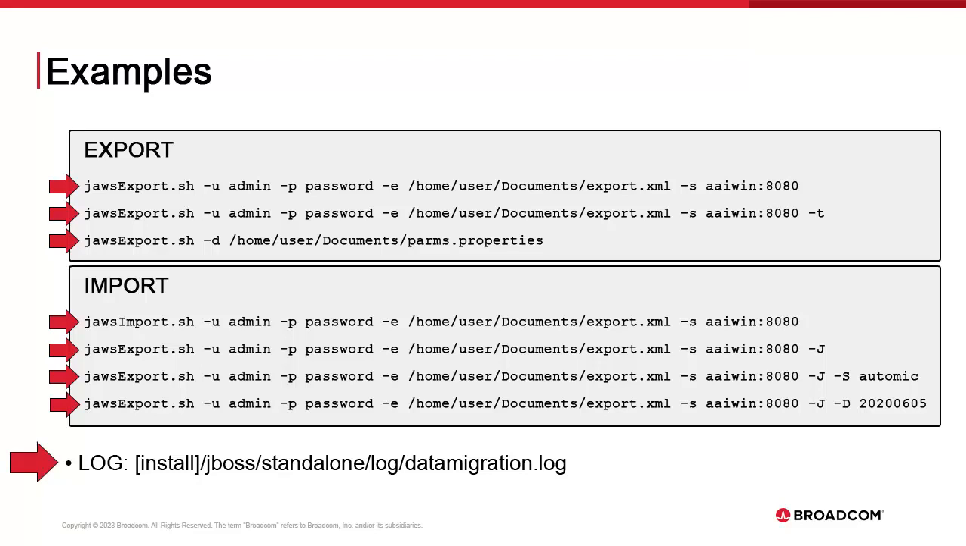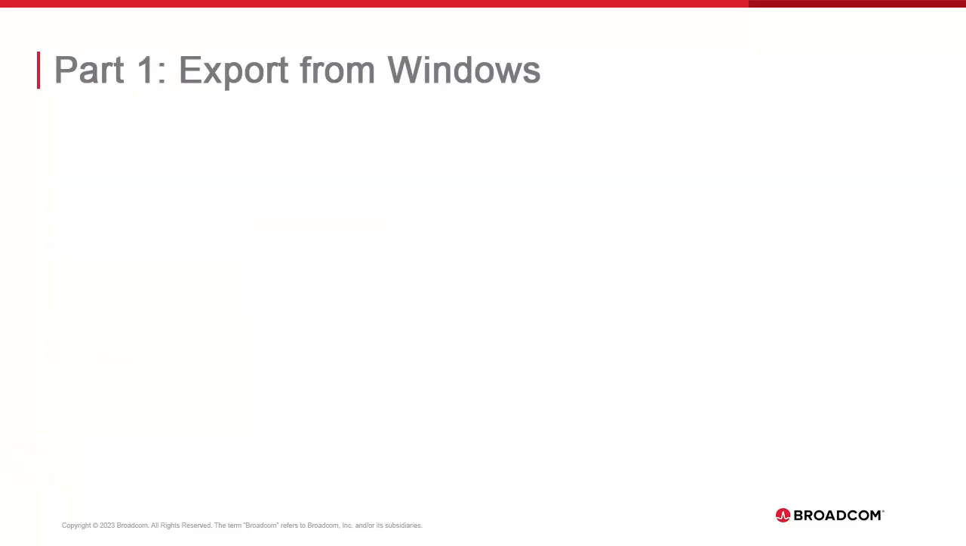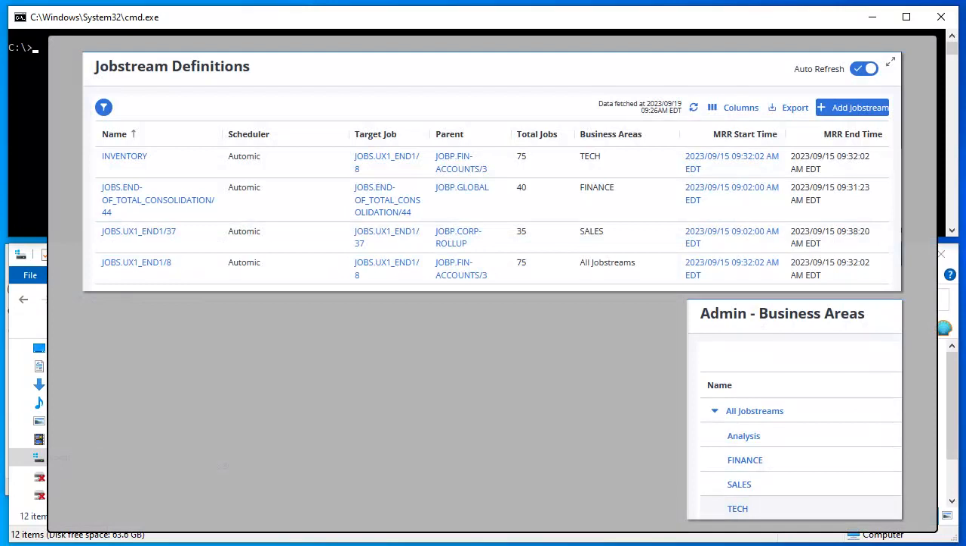If you run into any problems, you can always check the log called datamigration.log, found under jboss/standalone/log. Let's move on to the demo.